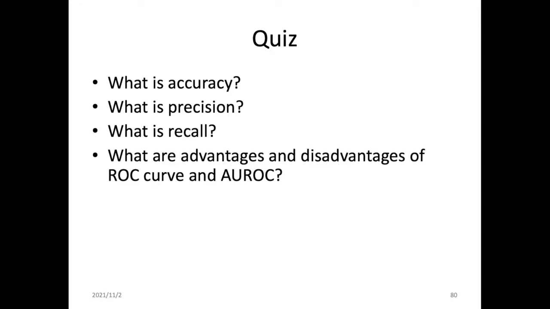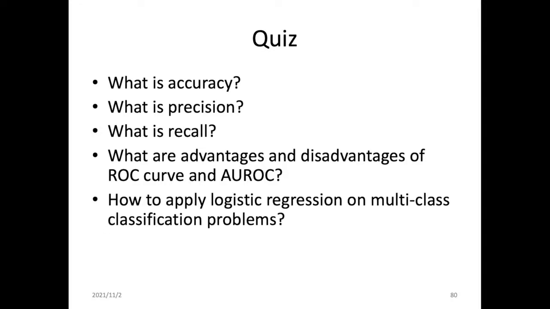What's the advantage? Oh, we talked about this question in our earlier quiz when we started the class, so I skipped this question. How to apply logistic regression on a multi-class classification task? We could use either one versus rest or one versus one technique to apply a binary classifier to a multi-class classification problem.